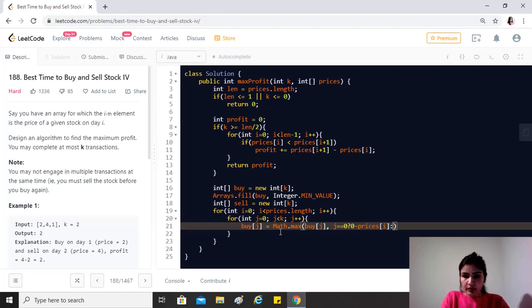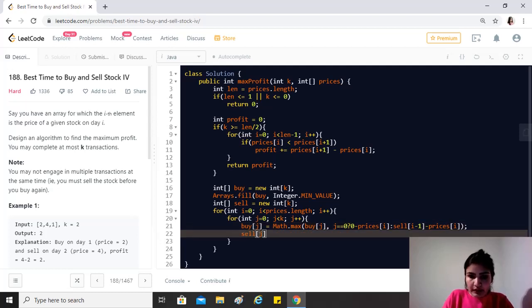Else we use the previous transaction that ended at sell j minus 1, that is the amount of money we had after completing that transaction, minus the price of today because we are buying it. Okay, so what we are saying here is that for buy j, either whatever we have in buy of j, or if j is 0, that means this is the very first transaction that I'm doing, so then just deduct prices of i from that, 0 minus prices of i. Or otherwise, whatever transaction I completed before this, which will be sell j minus 1, so that minus the prices of i.